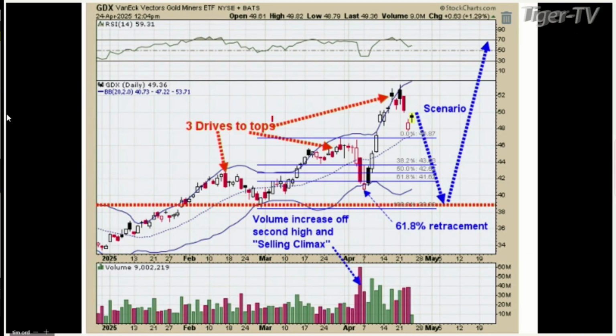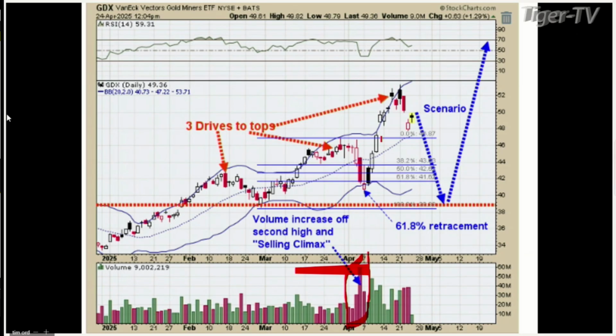Here's the three drives to top pattern we talked about on your show. The whole key of this pattern is what happens on the second high. It has to have increased volume to the downside, and also has to retrace at least 618% of the previous up move. And that happened here. You can see the 68-point retracement did more than that, and you can see how the volume really picked up on that decline. So that was your warning sign that the market was going to pull back.